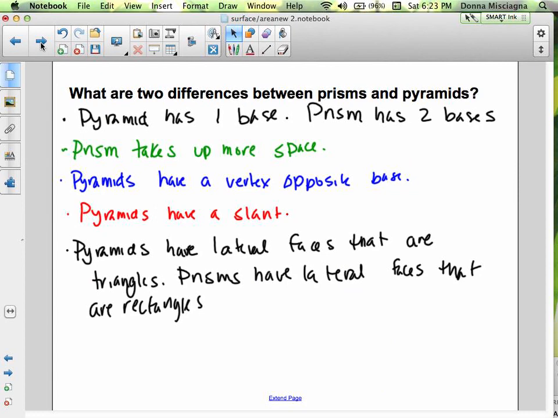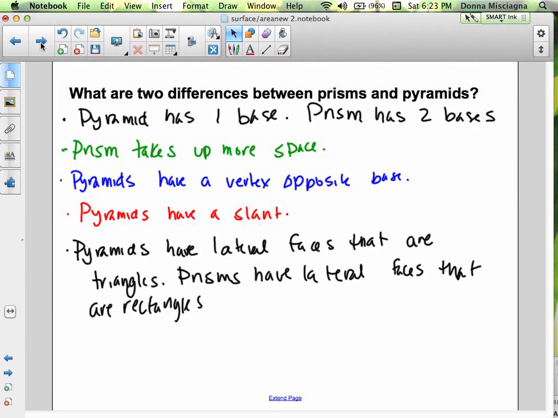So here are some differences between prisms and pyramids. Pyramids have one base, prisms have two bases. So now think of our surface area formula for a prism. We had 2B because there were two bases. What do you think we're going to have for a pyramid if there's only one base? A prism does take up more space than a pyramid, right? Because the sides slant in. So maybe that's going to affect our surface area.